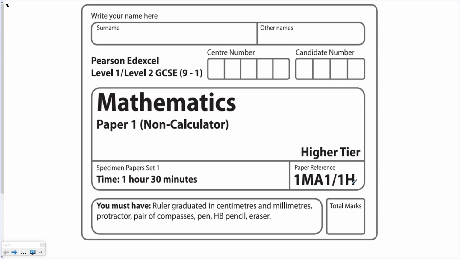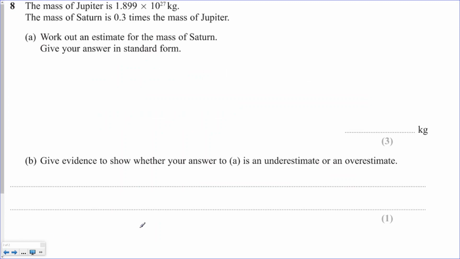Edexcel Specimen paper set 1. The mass of Jupiter is 1.899 times 10 to the 27 kilograms. That's very heavy. The mass of Saturn is 0.3 times the mass of Jupiter. Now we know that Jupiter is the biggest planet in our solar system, and Saturn is 0.3 times the mass of Jupiter, so it's smaller. Work out an estimate for the mass of Saturn. We should really underline the word estimate. Give your answer in standard form, so our final answer has to be in standard form.